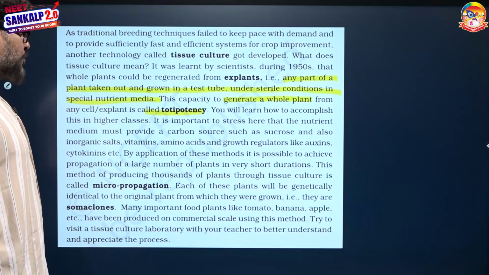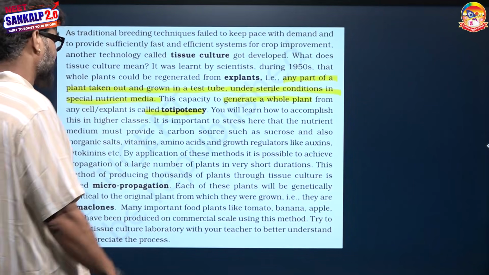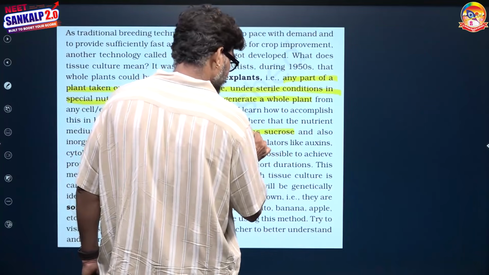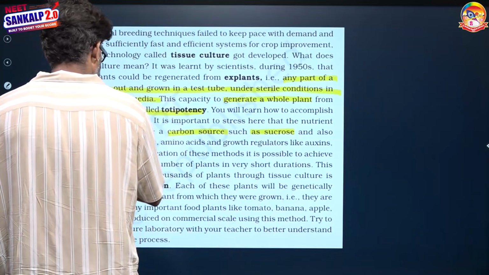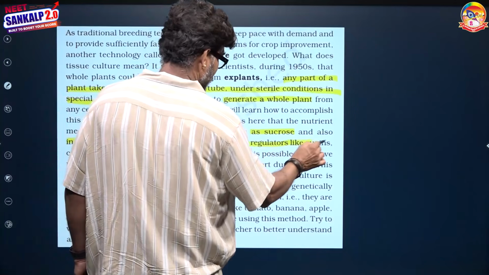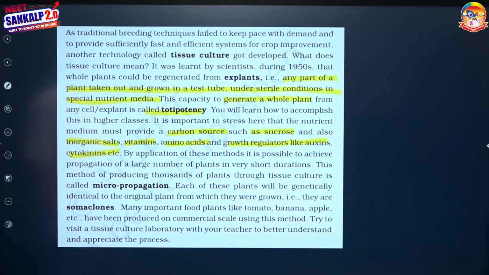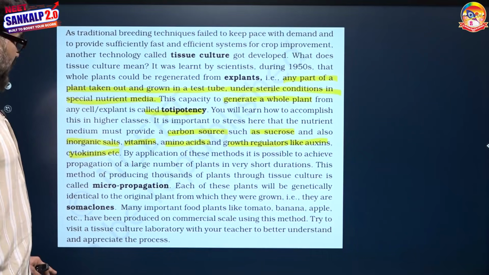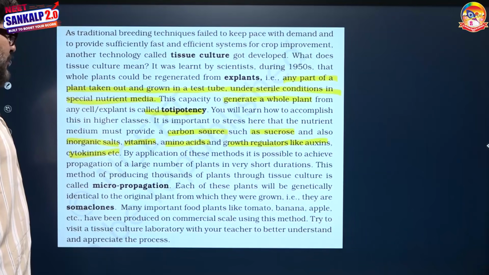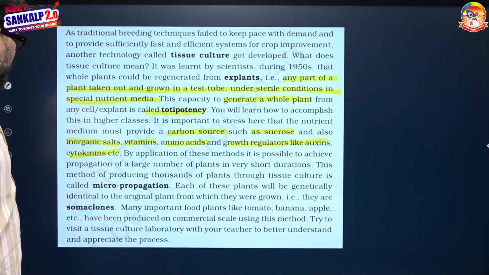It is important to stress here that the nutrient medium must provide what? A source of carbon such as sucrose, inorganic salts, vitamins, amino acids and growth regulators like auxin, cytokinin, etc. A good culture medium must always provide them in appropriate proportion. By application of these methods, it is possible to achieve propagation of a large number of plants in a very short duration of time.